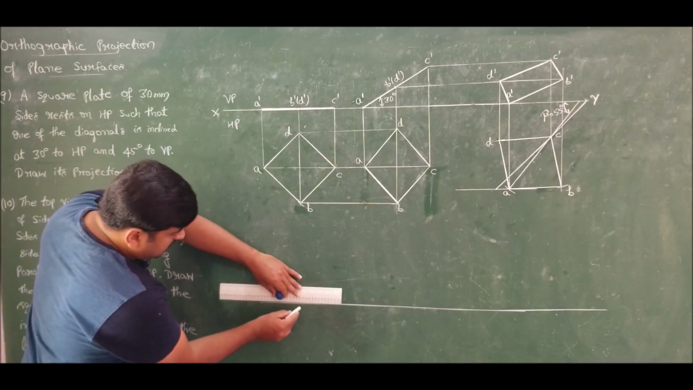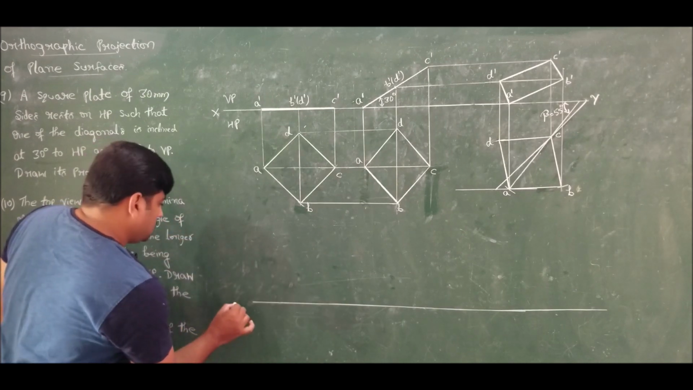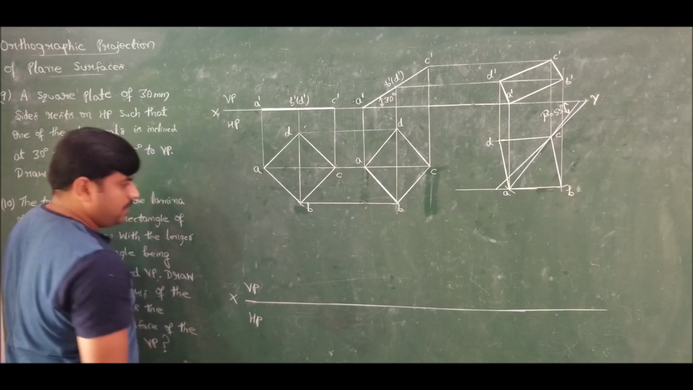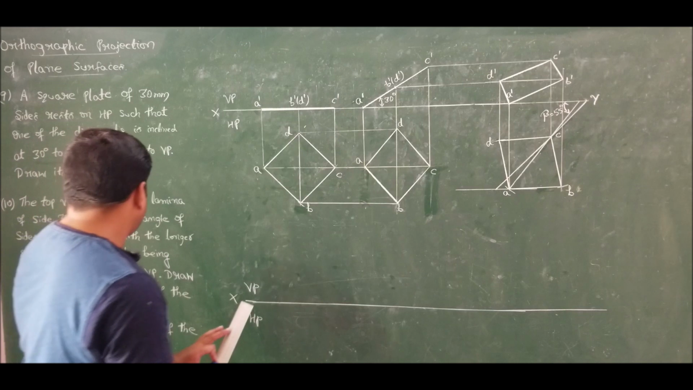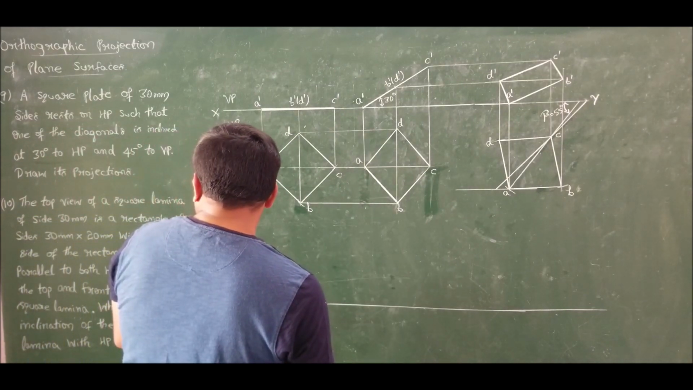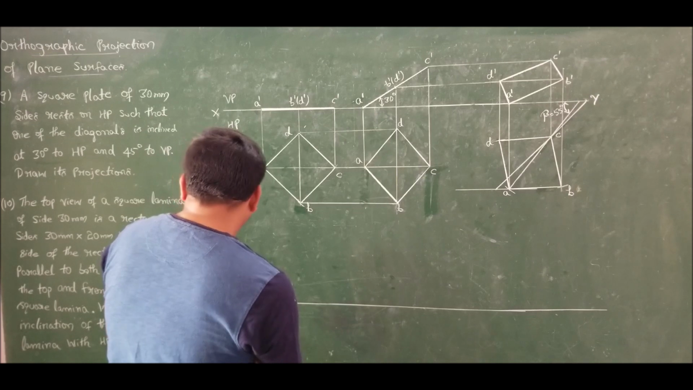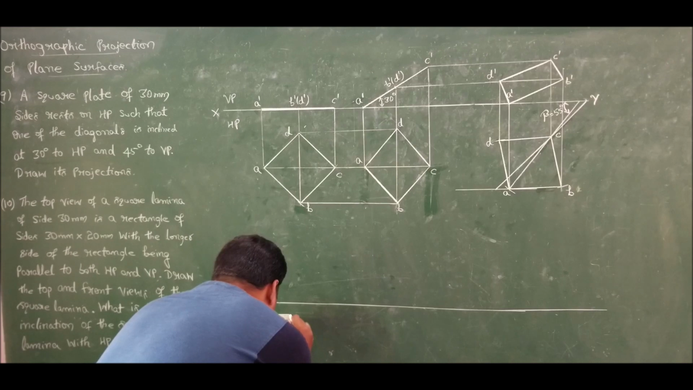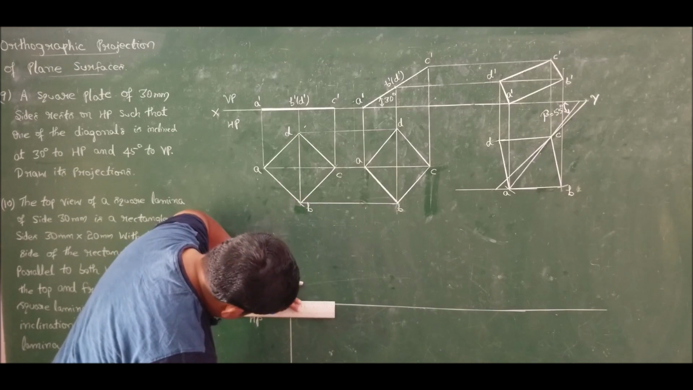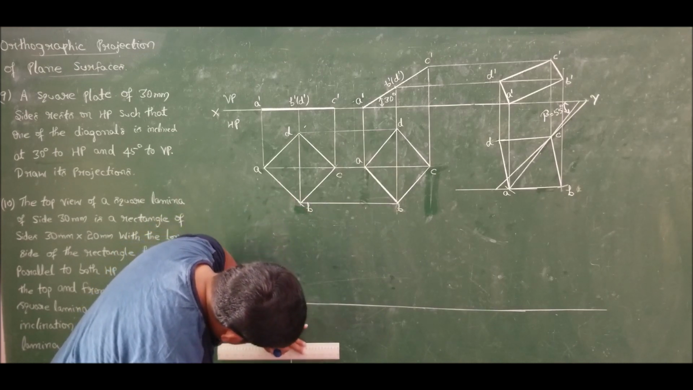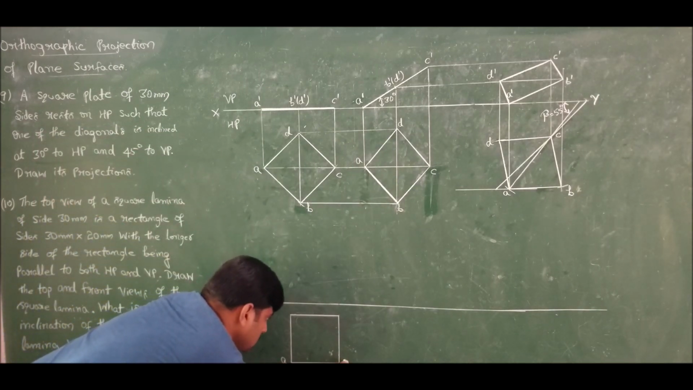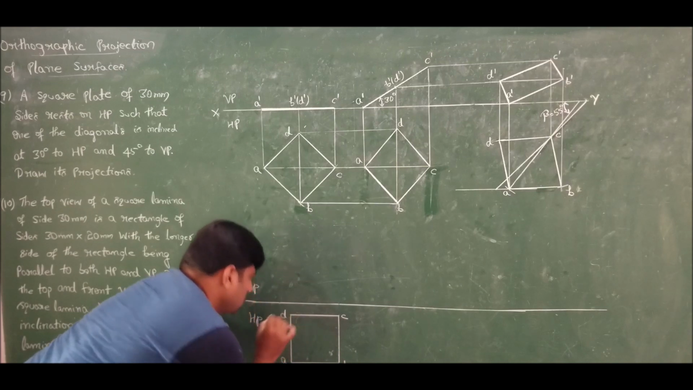What we have initially is a square lamina of side 30 mm. Let us take it as X vertical plane and horizontal plane. Initially we have a 30 mm square, so construct a square first. Construct a square of 30 mm. Done. I constructed a square and let me mark it as A, B, C and D.